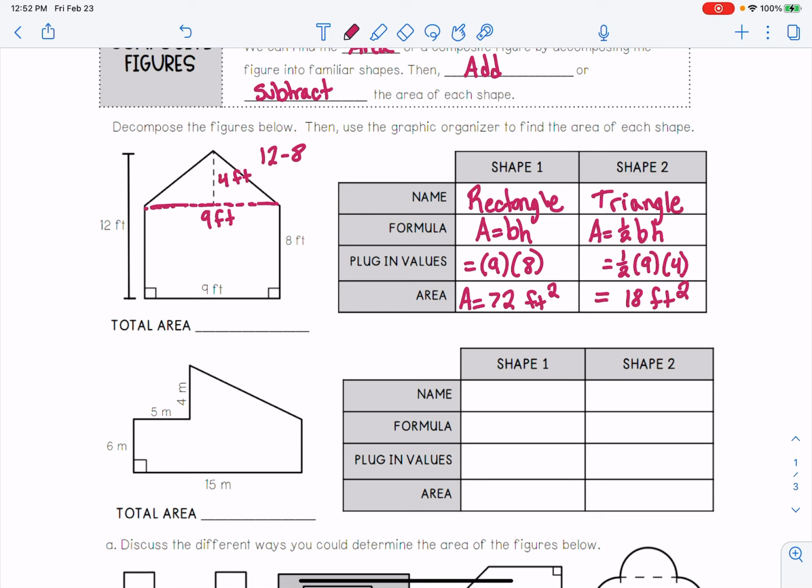All right, my next step, because we're not quite done yet, I found the area of both shapes. But to find the total area of this figure, we're going to add them together. So I'm going to add together shape 1 plus shape 2. So I'm going to do 72 plus 18. And that's going to give me my final answer of 90 feet squared.